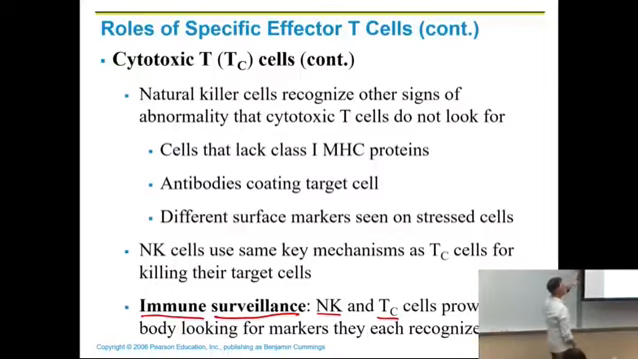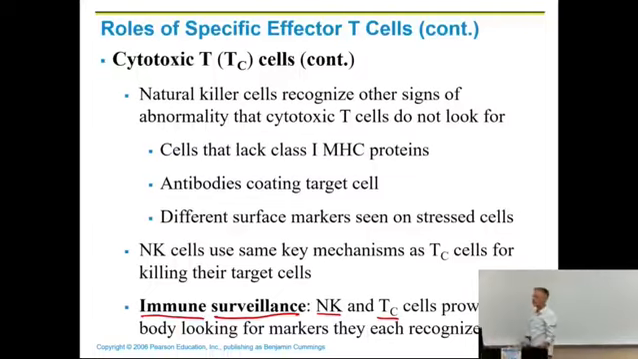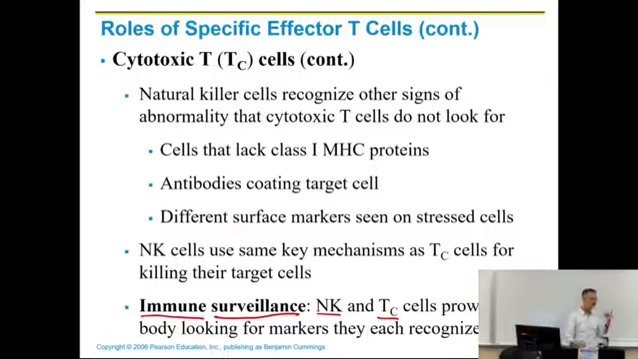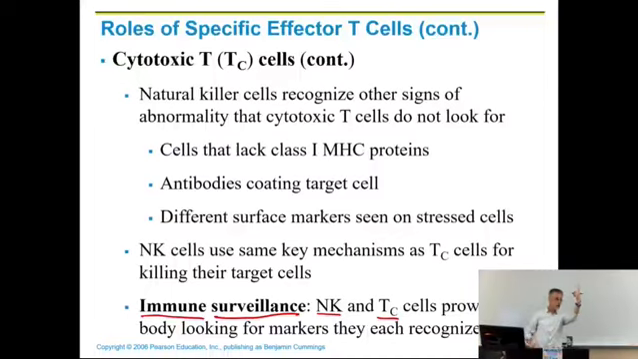Okay, so cytotoxic T cells do give us that long-term defense because they do produce memory cells. Natural killer cells are related to them, and they use some of the same weapons in terms of perforins and granzymes and stuff like that, but they don't give us memory cells. But collectively, natural killer cells, which are part of our second line of defense, non-specific, and our cytotoxic T cells give us that immunosurveillance, where we're inspecting our tissues and our cells all the time to make sure we're not infected with something.